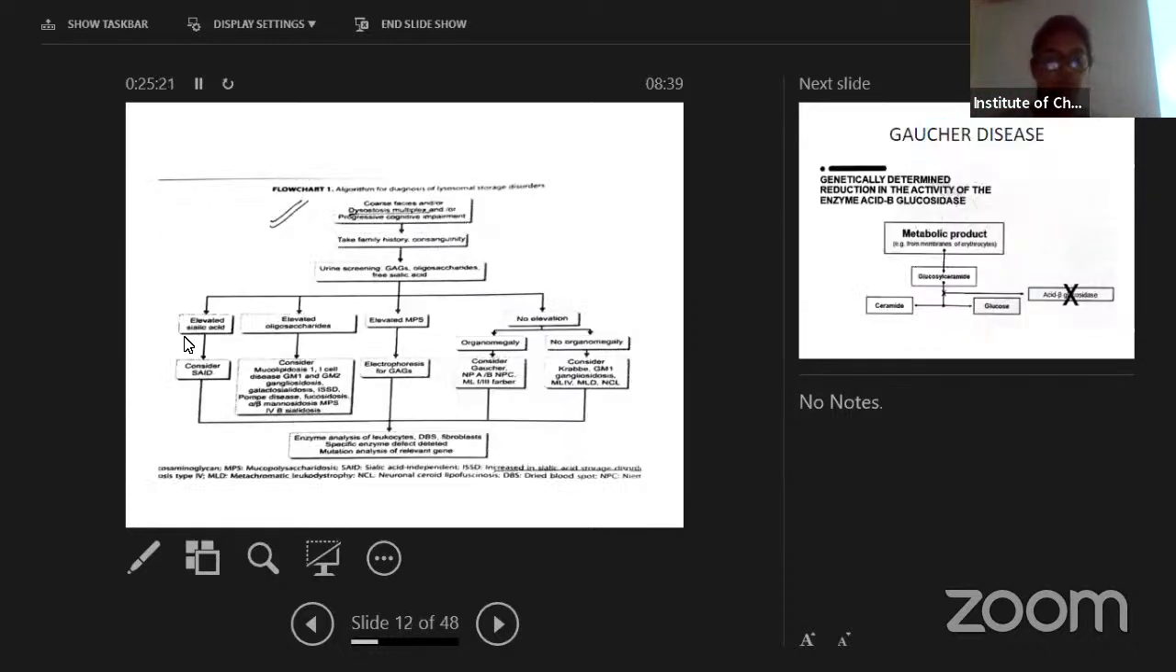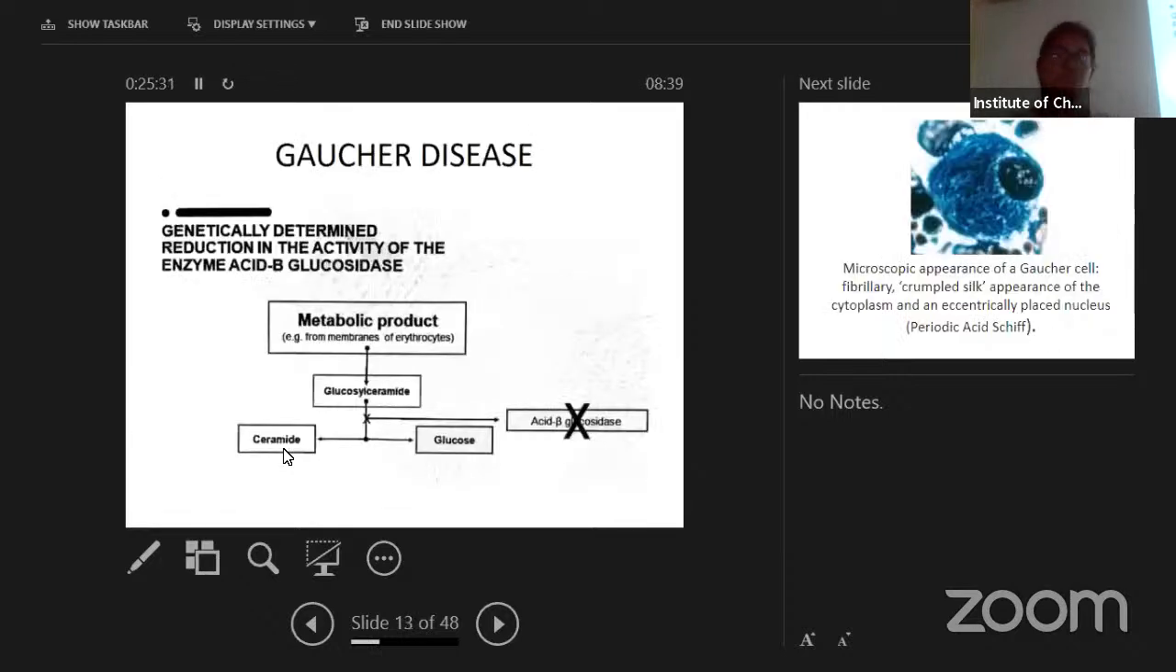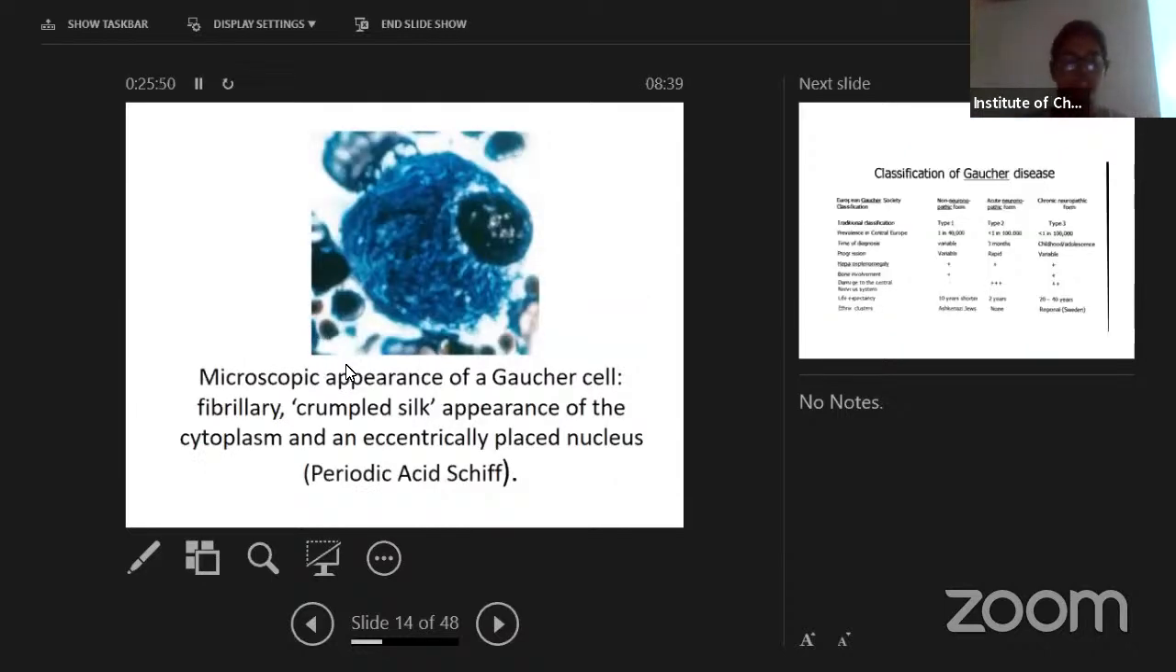So for further confirmation, go for the enzyme analysis of leukocyte, specific enzyme defect detection, and mutation analysis of the relevant gene. So the first case is Gaucher disease. What is Gaucher disease? Due to the defective action of acid beta glucosidase, there is an accumulation of glucosyl ceramide. This glucosyl ceramide mainly stores in the macrophage, which we call Gaucher disease.